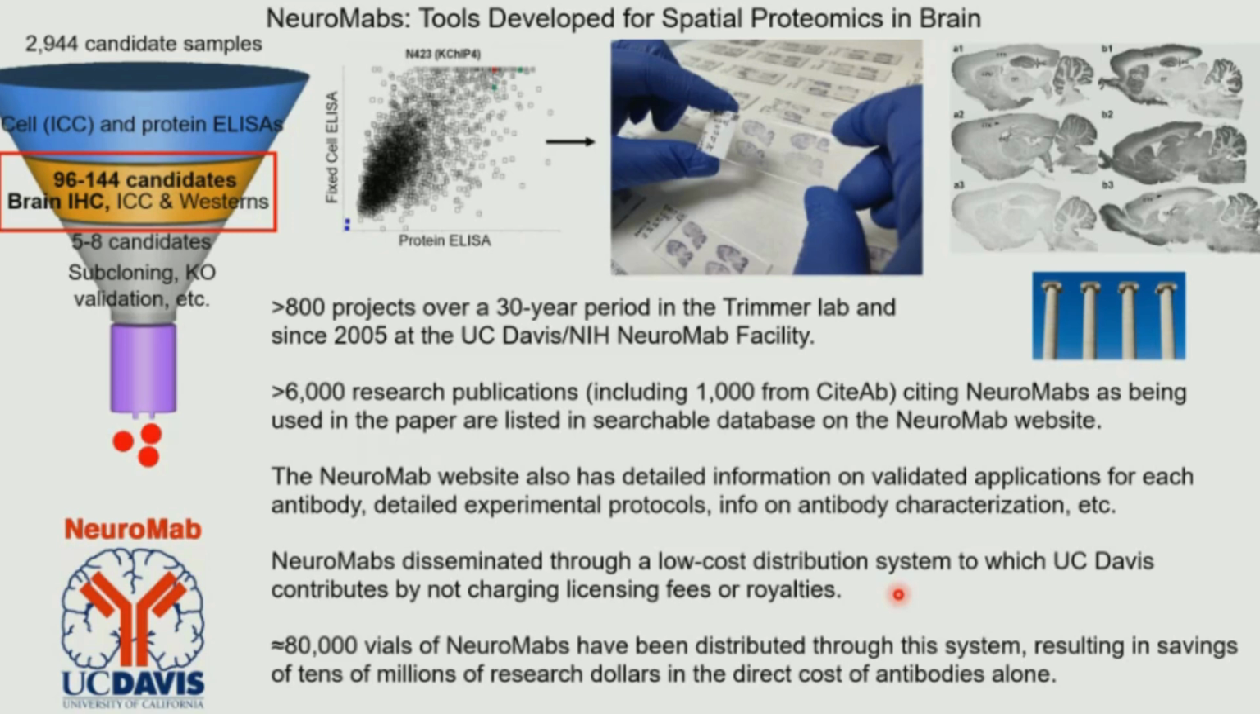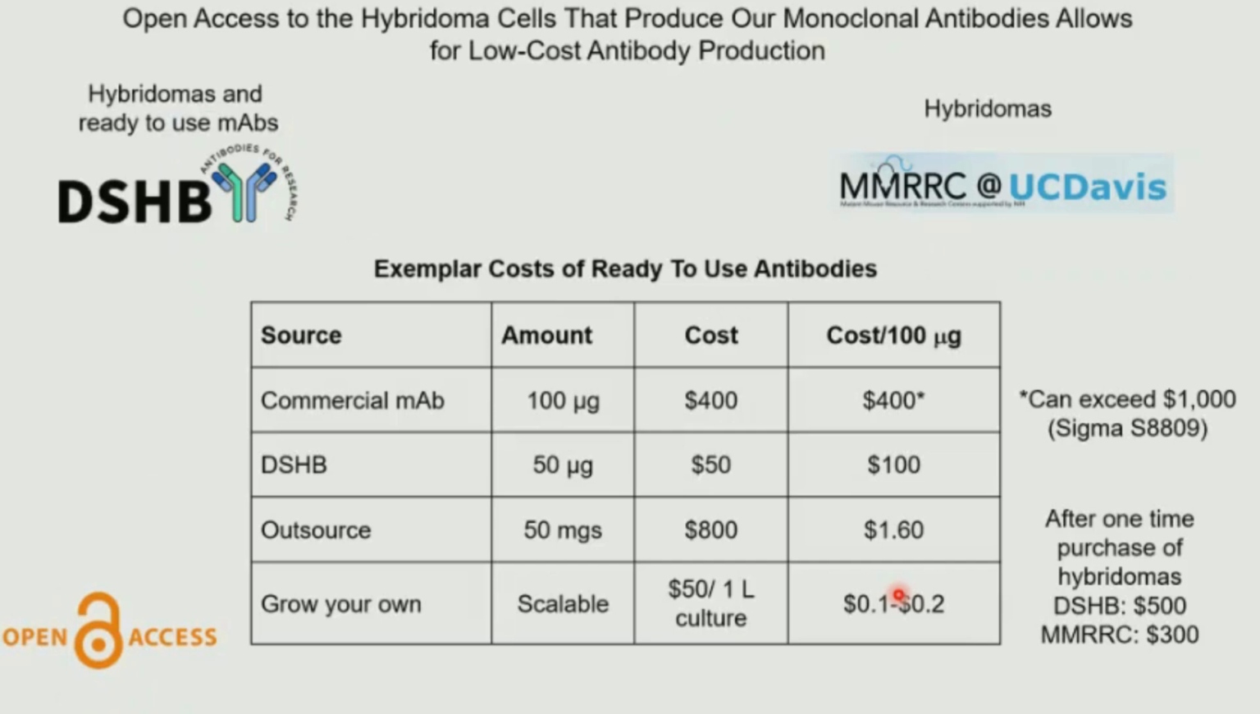So we've distributed a lot of antibodies through the system, saving a lot of direct costs in antibody purchase price, but we hope, because of the extensive validation, saving a lot of staff time and, more importantly, the incorrect information in the literature that could lead to wasting of valuable research funds. So one of the things we've done is partner with the Developmental Studies Hybridoma Bank as well as the MMRRC at UC Davis to make all the hybridomas available for these.